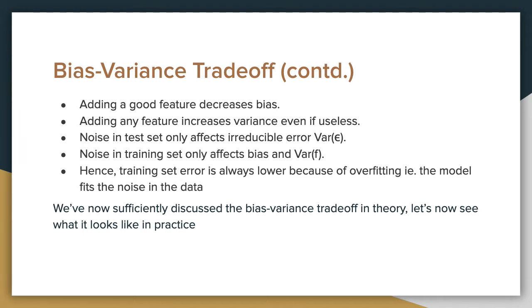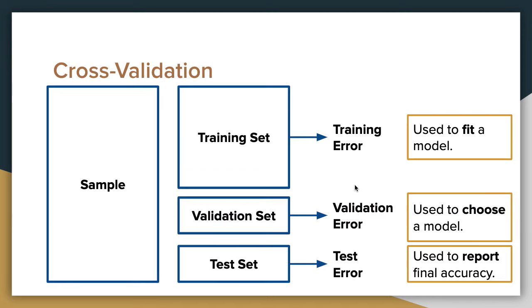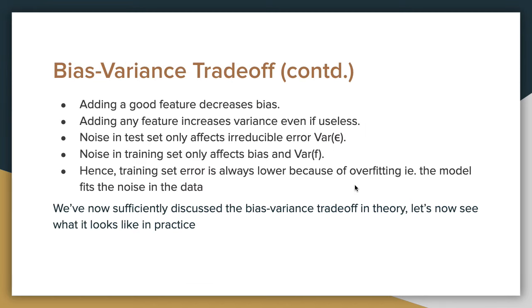So when you calculate your error or your accuracy for your training set, your error is going to be lower and your accuracy is going to be higher, because there'll be overfitting in terms of fitting that noise. But once you actually get to your test set, the only noise is the irreducible error and your model doesn't really account for that. That's why your test error is always higher, unless we actually have regularization, which we'll come to in a second.